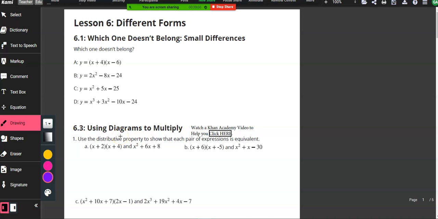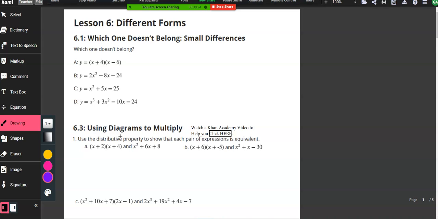Okay, lesson 6, different forms. 6.1 is the warm-up, and it's called Which One Doesn't Belong. So your job for 6.1, this is the warm-up. You have 4 equations. You decide which one doesn't belong. There are no wrong answers here.